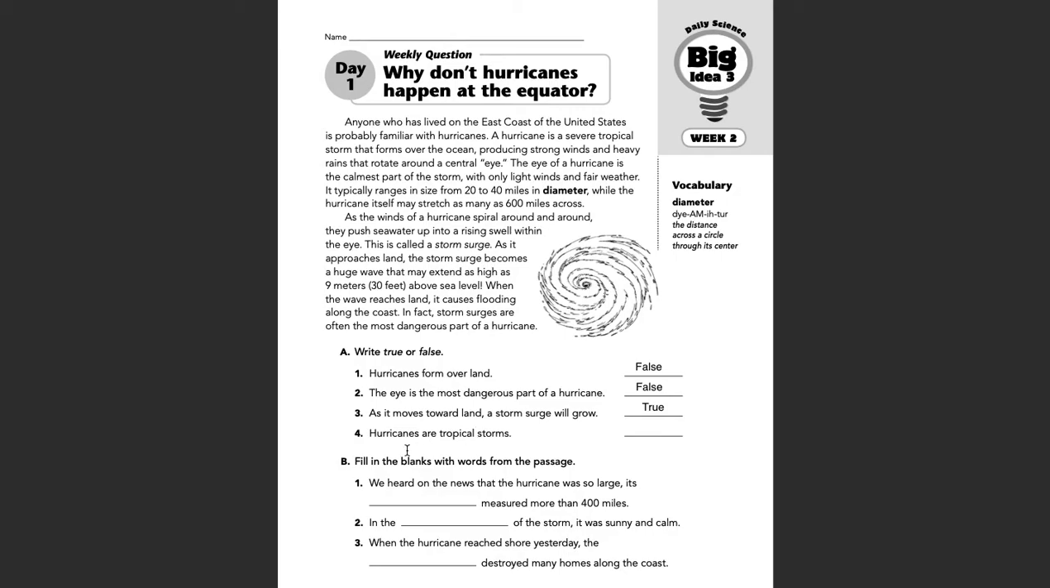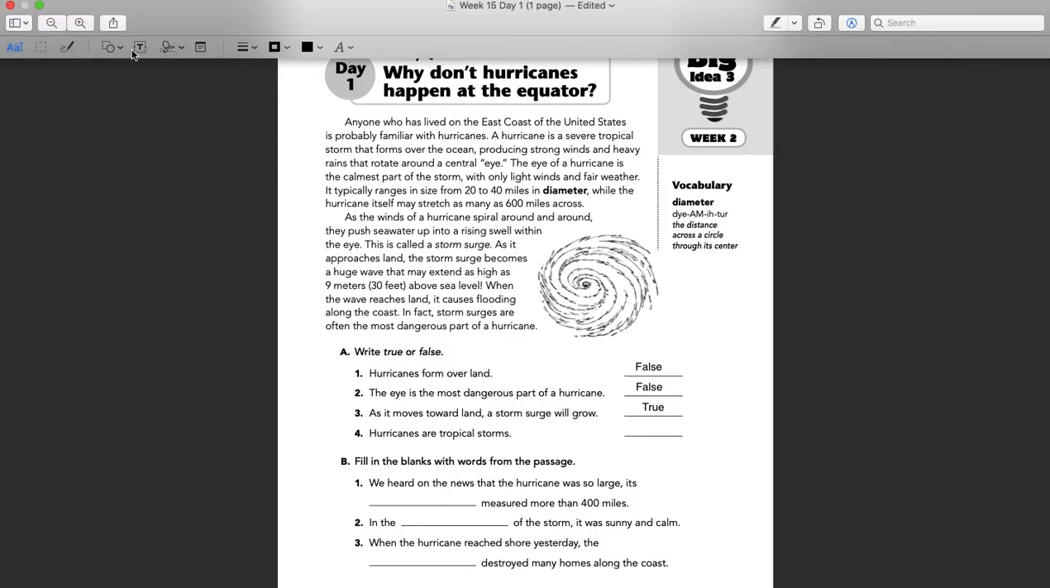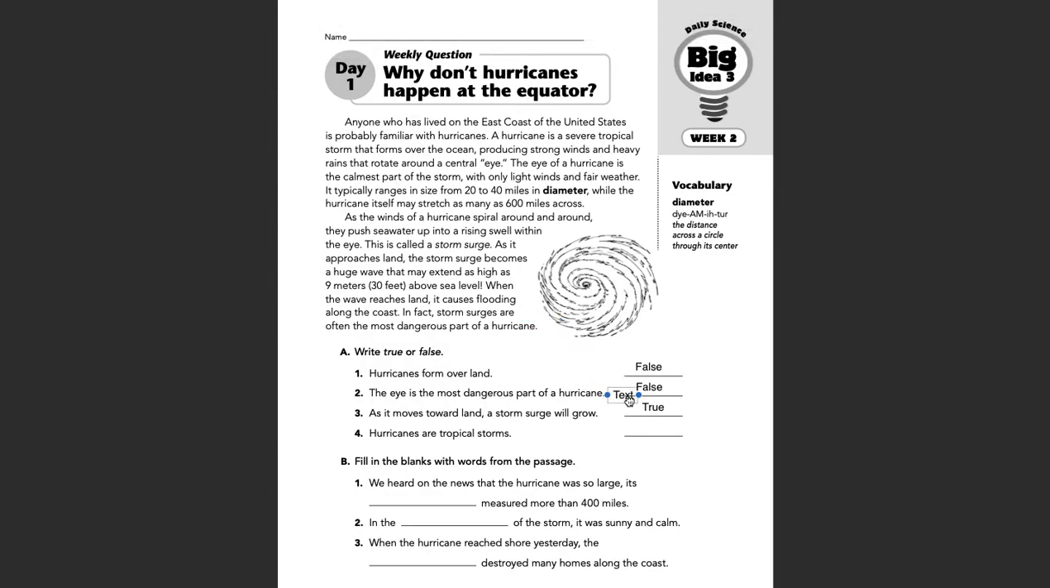And fourth statement, hurricanes are tropical storms. We can go back, second sentence, first paragraph, says a hurricane is a severe tropical storm, so that would also be true. Part B, we're just filling in the blank with words from the passage.